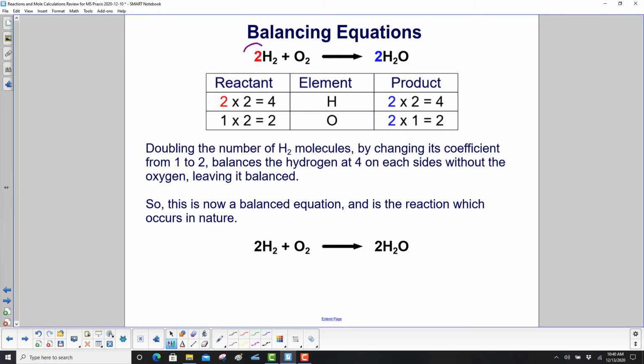Doubling the number of hydrogen molecules by changing its coefficient from a 1 to a 2 balances the hydrogen at 4. And it doesn't do anything to the oxygen, so it leaves the oxygen balanced. Right, there's 4 for the hydrogen. This is now a balanced equation, and this is the reaction which occurs in nature.